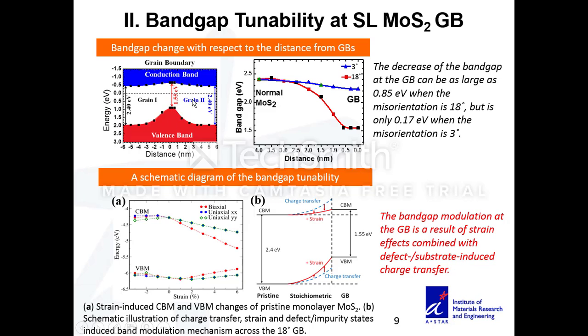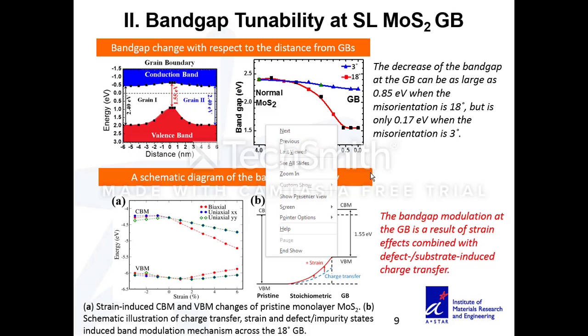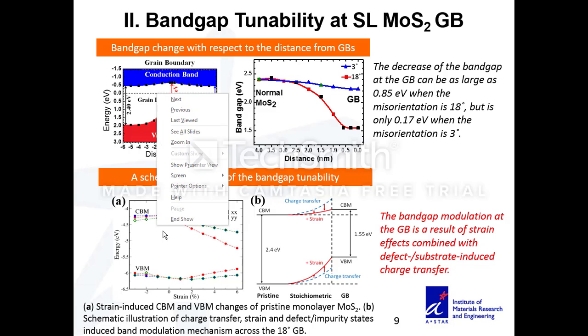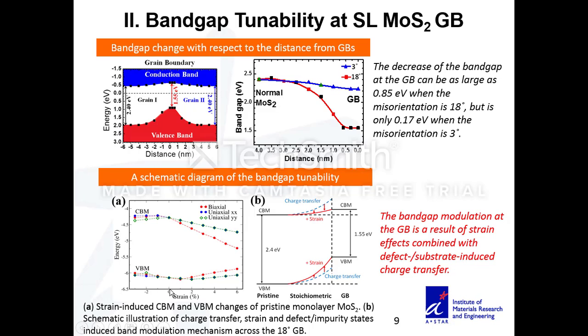And also the decrease depends on the orientation angle. And the bandgap modulation here is a result of strain effect combined with charge transfer. We do some DFT calculations, and from this panel you can see the bandgap decreases with tensile and also compressive strain. The minus is compression, and the positive is tensile strain.